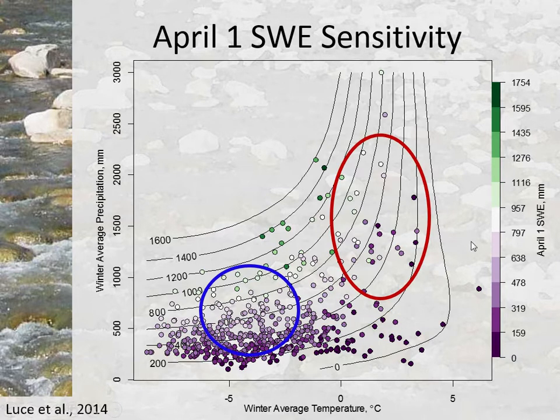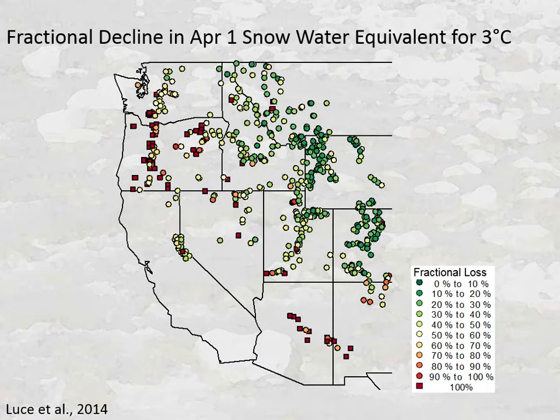So this round circle is a set of stations, many of which are in the Cascades, and on the bottom here are a lot of interior stations, so more in Idaho, Montana, that kind of location. And when we plot a map of the sensitivity across the western U.S., we see that the Cascades are just exquisitely sensitive. There's going to be a response there.